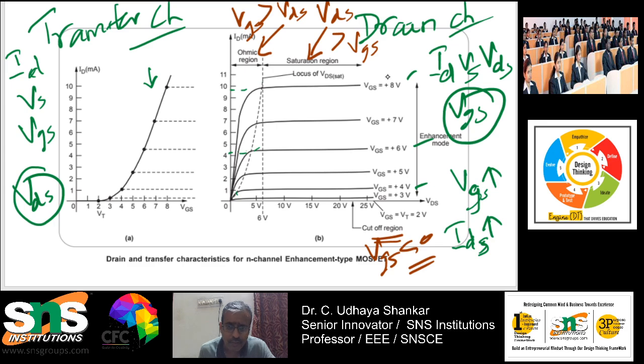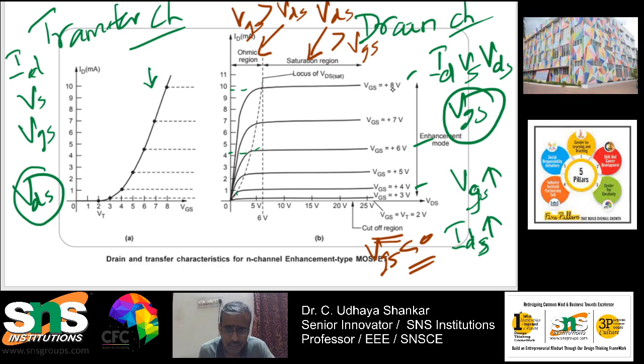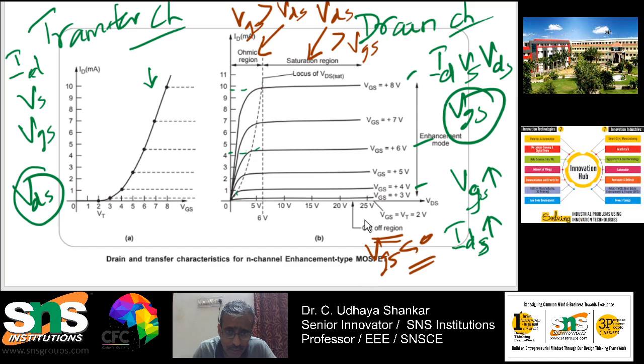But you can see that as the VGS voltage is increasing, the level of saturation is higher. So this is the final conclusion about the enhancement MOSFET, that is the N-channel enhancement MOSFET.